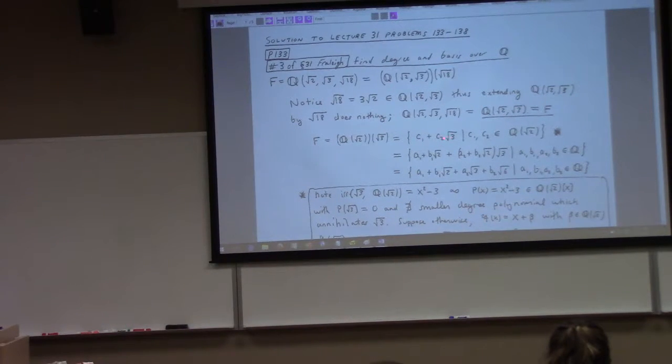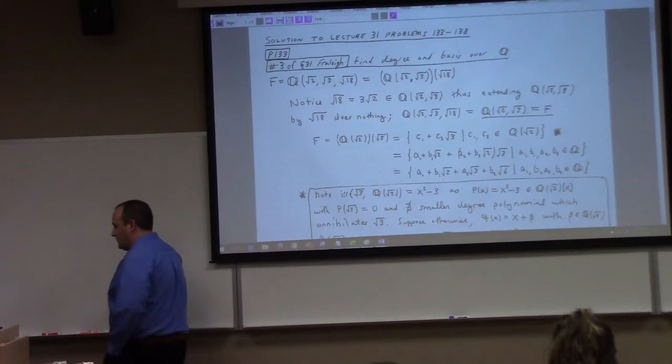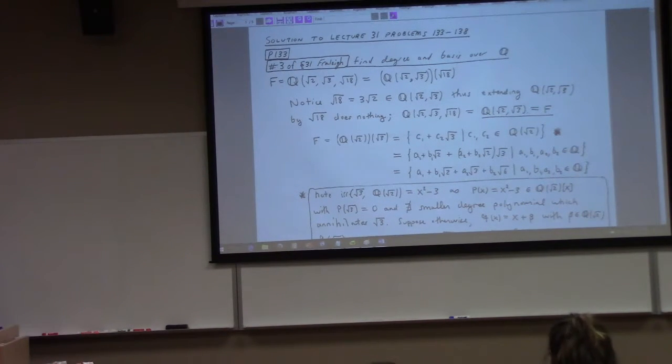So C1 and C2 are elements of this field, which means they have this form. And then I just multiply things out. This shows then that the field is spanned by rational combinations of 1, root 2, root 3, and root 6. So at least the set 1, root 2, root 3, root 6 is a possible basis, but we do need to have an independent reason that it's linearly independent in order to know it is a basis.